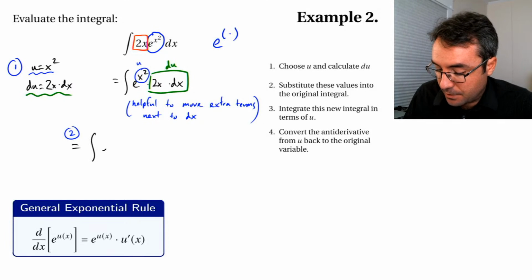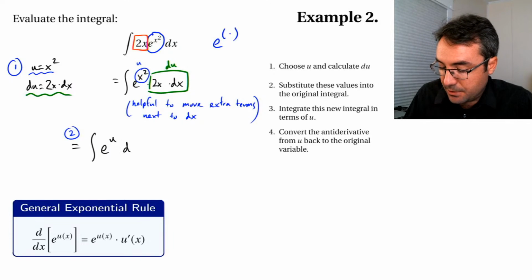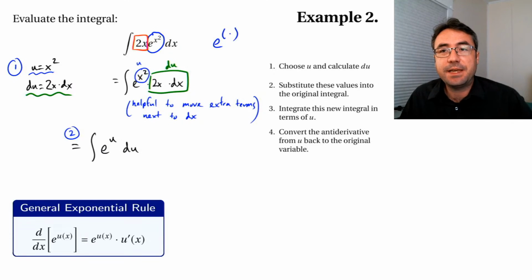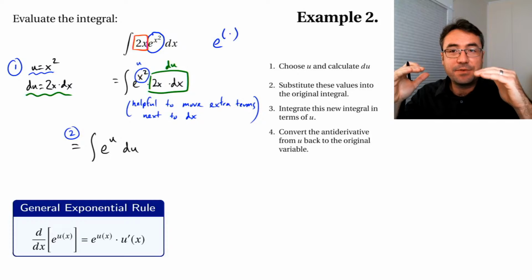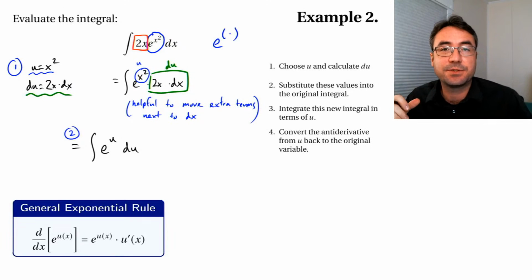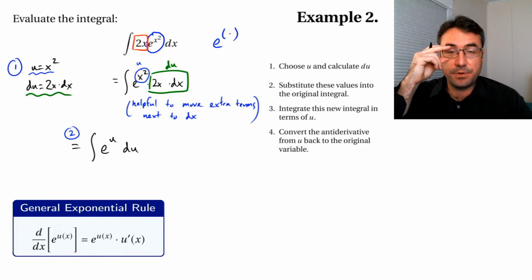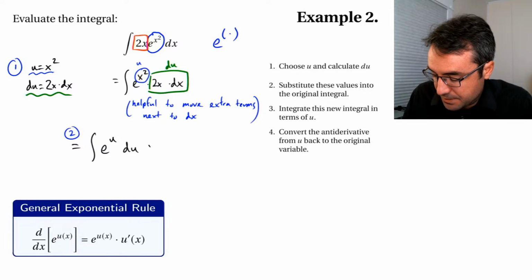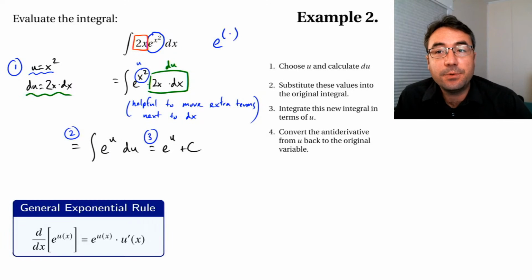So step two then is to just plug everything in. So we're going to have the integral, instead of e to the x squared, it's going to be e to the u. And then instead of the 2x dx, it's going to be du. And so we've taken this complicated integral, and we've got it to a point now where this is something that we can just look up. We know this one. We have this one memorized. So the antiderivative of e to the u is just e to the u plus c. And that's step three. Just calculate that new integral in terms of your variable u.